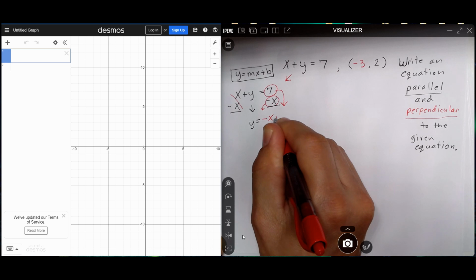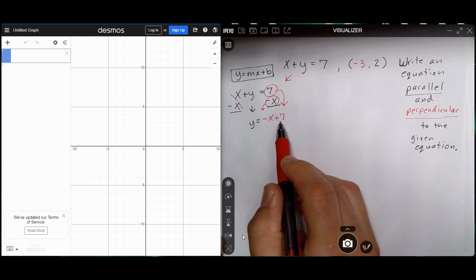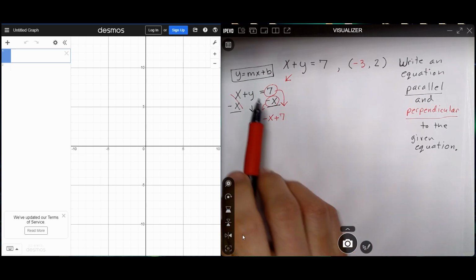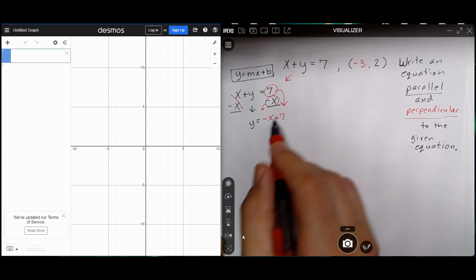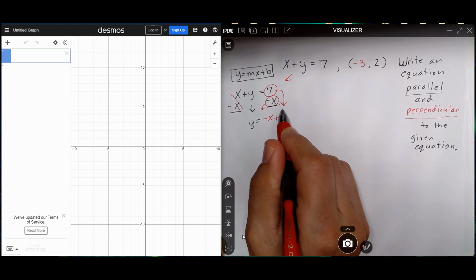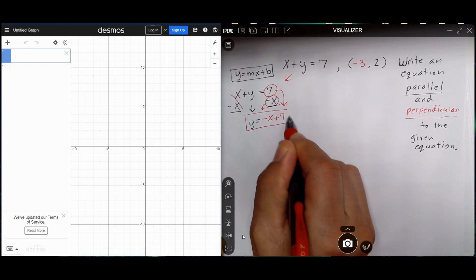That's going to be my y-intercept. And I'm putting plus 7 because it's positive. I know that because there's no negative sign in front of the 7. And so now I have y equals negative x plus 7. And we can graph this now.